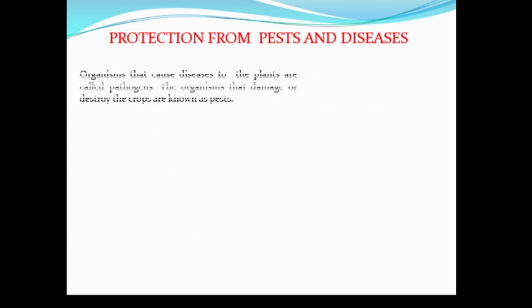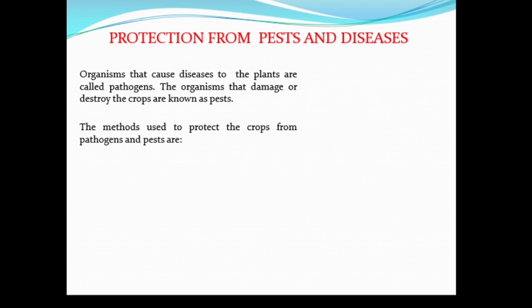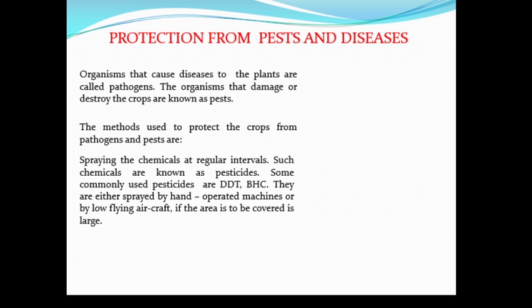Protection from pest and disease. Organisms that cause disease to the plants are called pathogens. The organisms that damage or destroy the crops are known as pests. The method used to protect the crops from pathogens and pests is spraying chemicals at regular intervals. Such chemicals are known as pesticides.